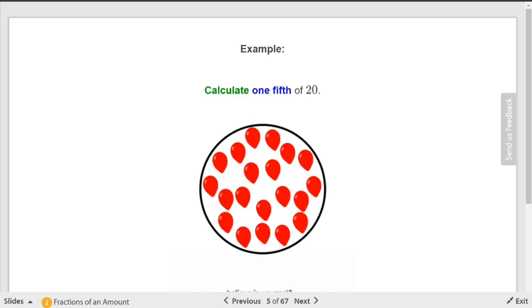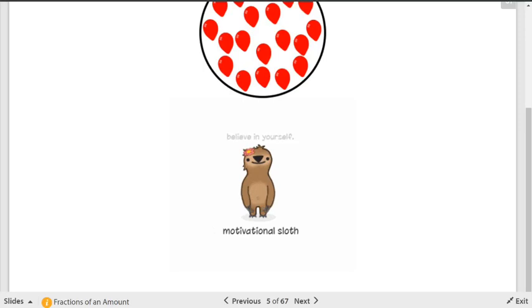So taking 1/5 of a number is the same as just dividing the number by what, guys? Everybody? 5. And 20 divided by 5 is 4. There you go. Okay? All right.